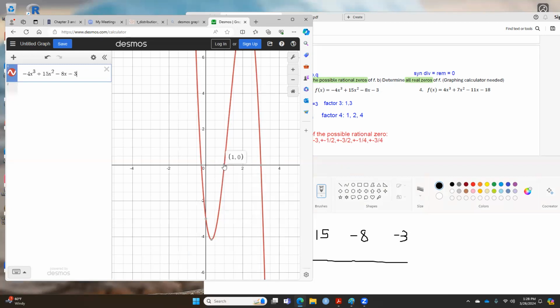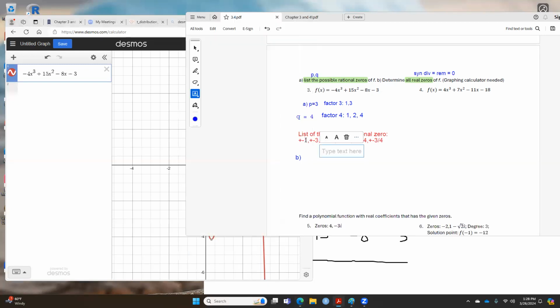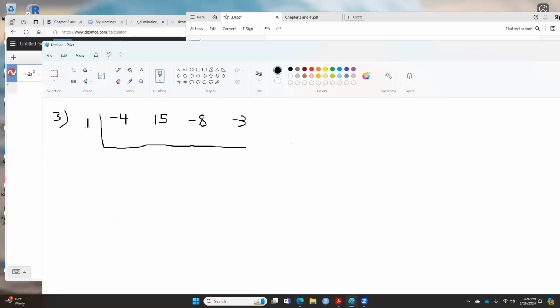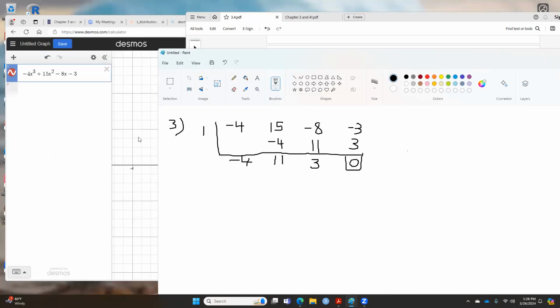1. So we will try 1 in this case, and you know 1 is part of this list here. So we will perform synthetic division on 1, which will work. 1 times -4 is -4. Add, this will become 11. Multiply, 1 times 11, get 3. 1 times 3 is 3, and you get a remainder of 0.